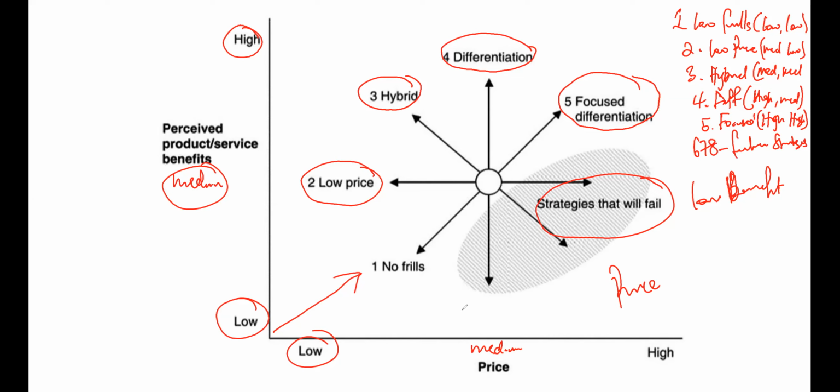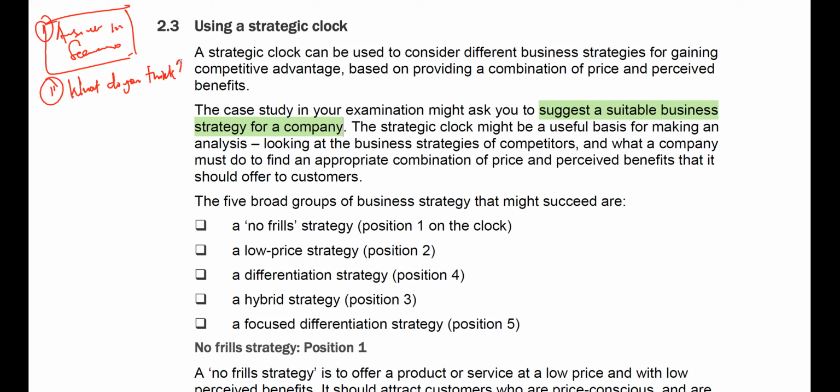The second type of question is what we call a what do you think type of question, right? When I say what do you think type of question, it means that something has happened and they are asking you to suggest or recommend something. And you see here, that's what the examiner is telling you, that the exam might ask you to suggest a suitable business strategy. Do you see? So that is the common type of question that you are likely to get, mostly around this area. It is going to ask you to suggest a suitable strategy.